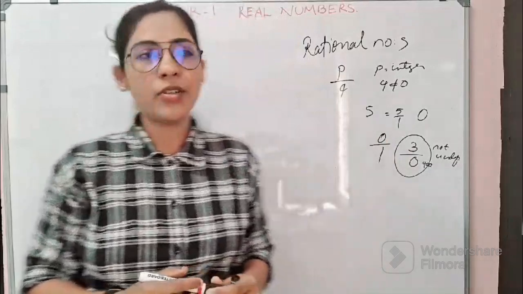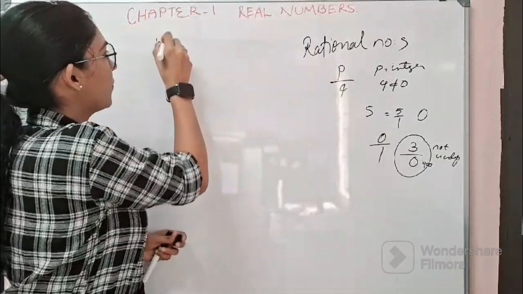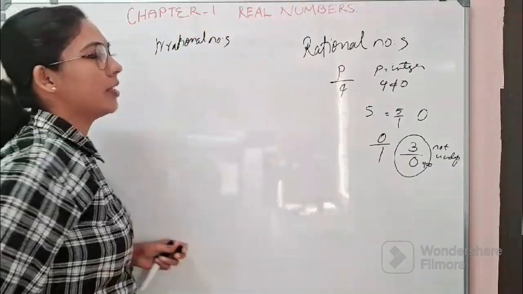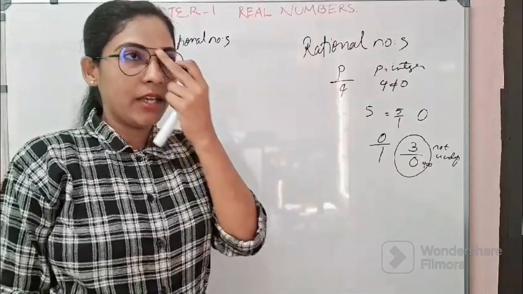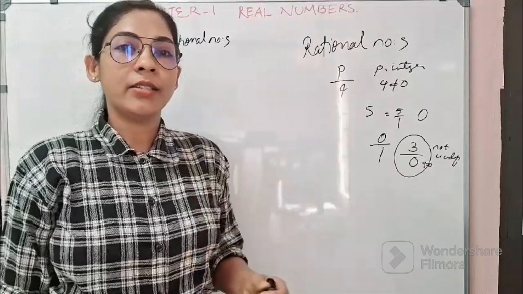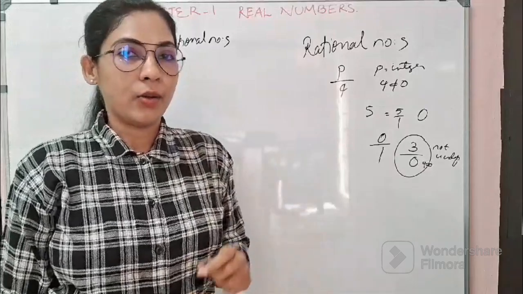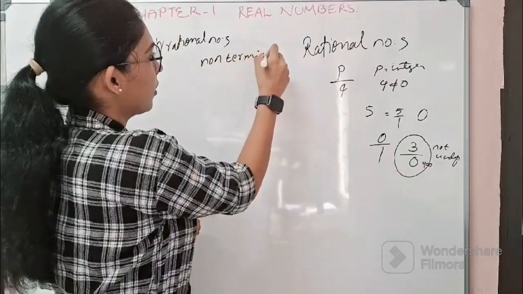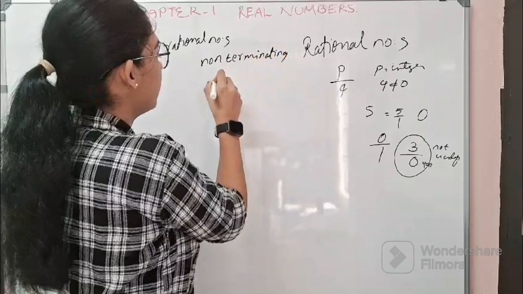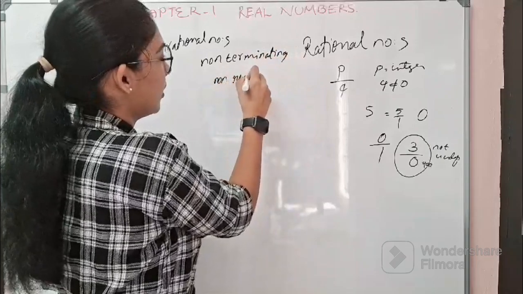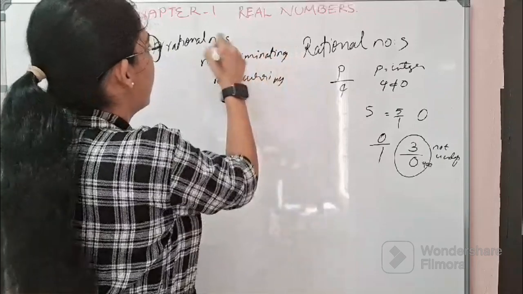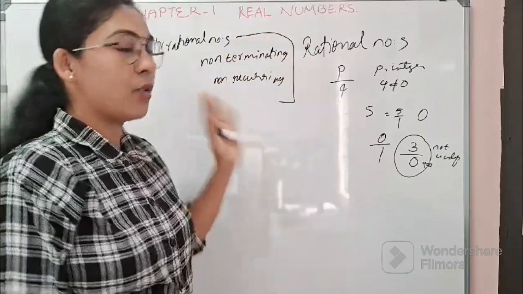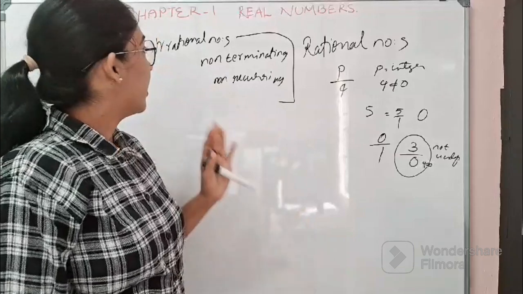And what is irrational numbers? Irrational numbers are non-terminating, non-recurring numbers. What is non-terminating? Non-terminating and non-recurring numbers are known as irrational numbers. All non-terminating and non-recurring numbers are known as irrational numbers.